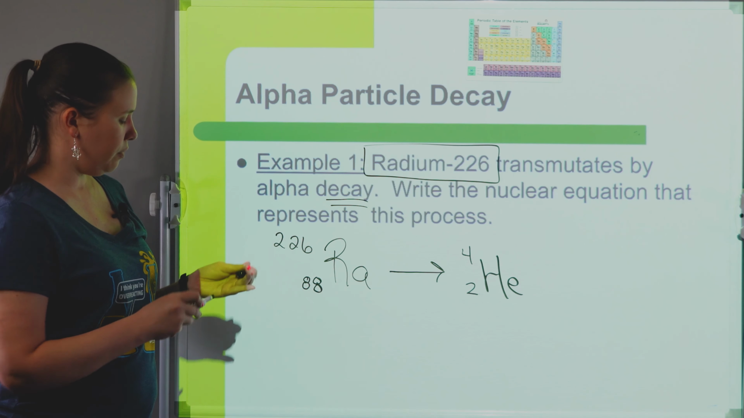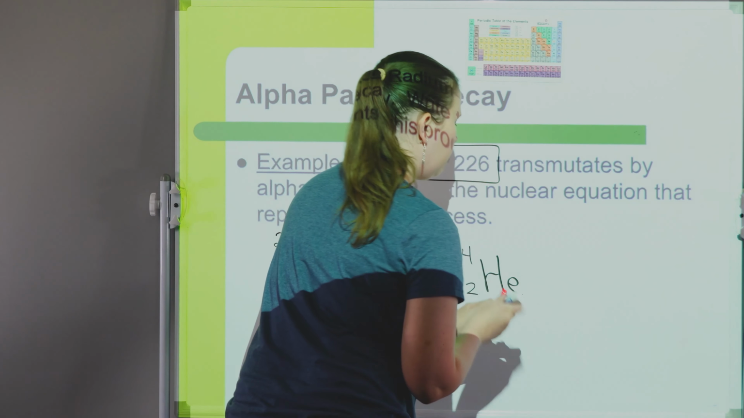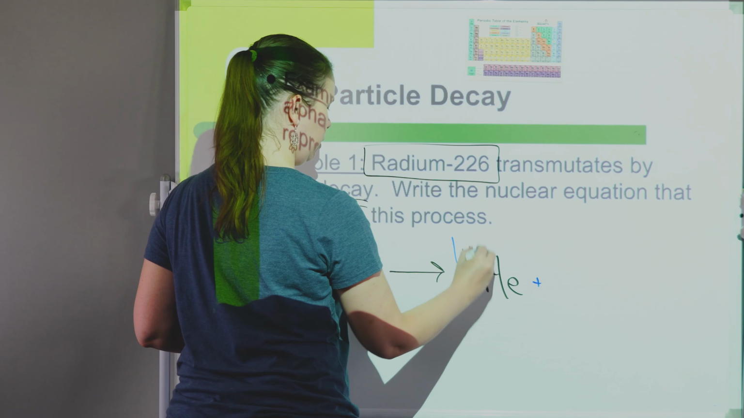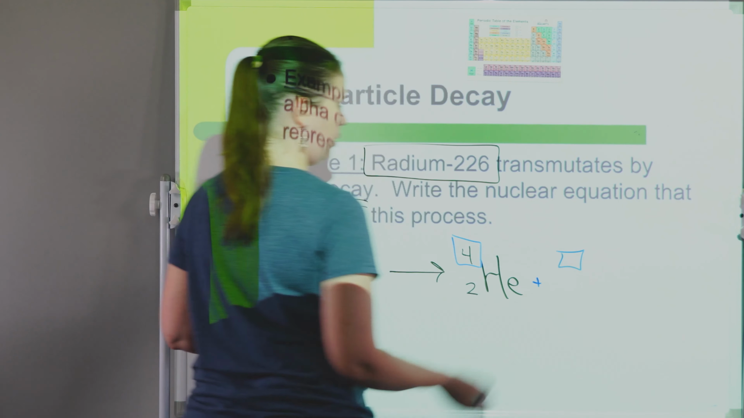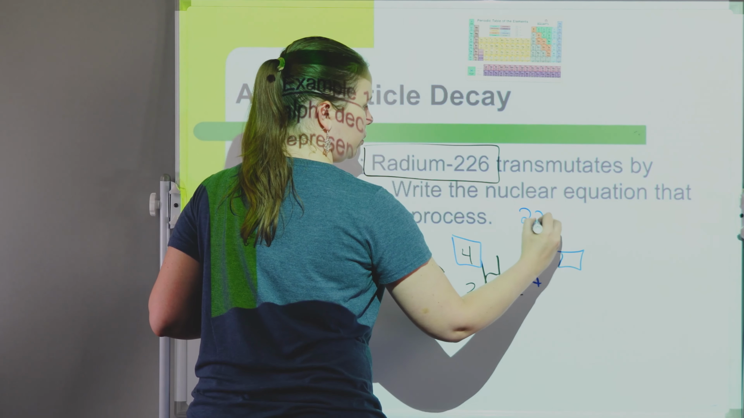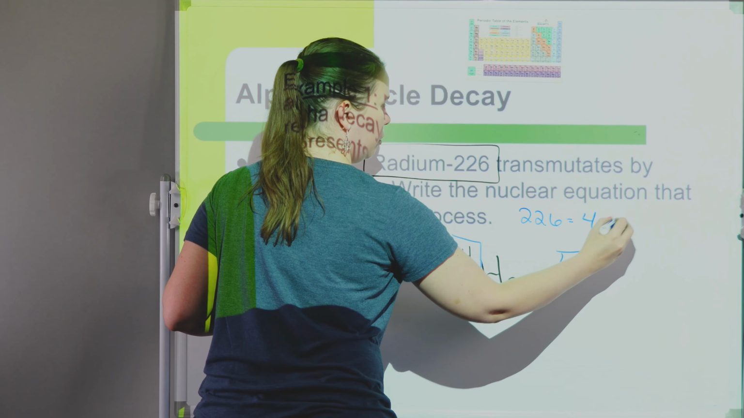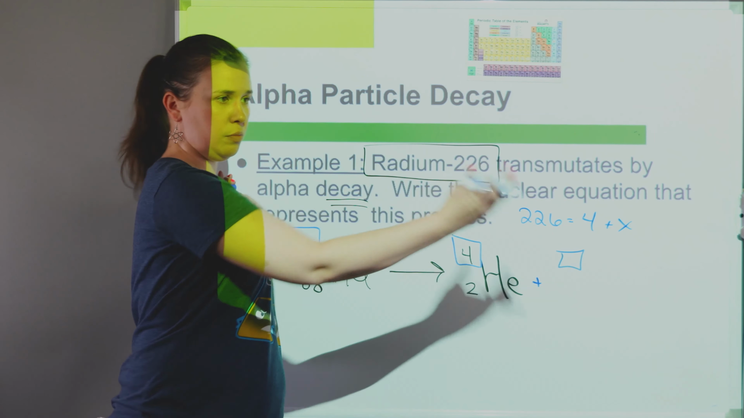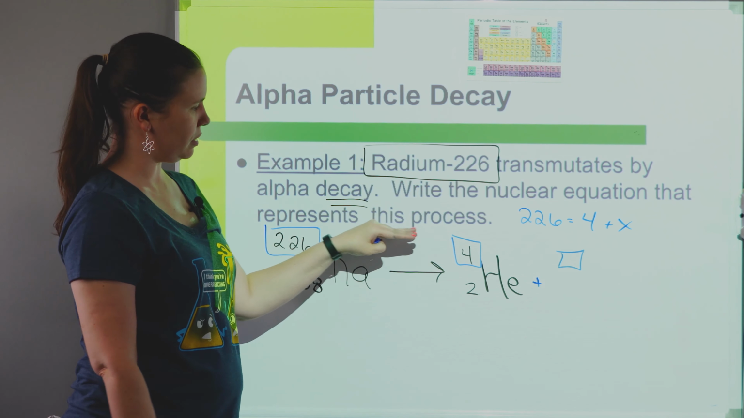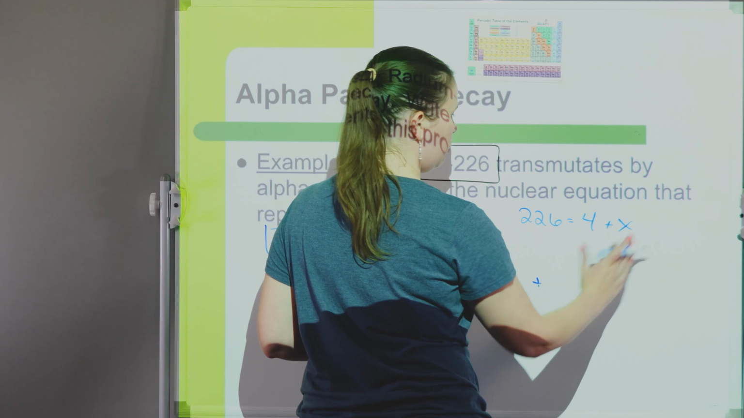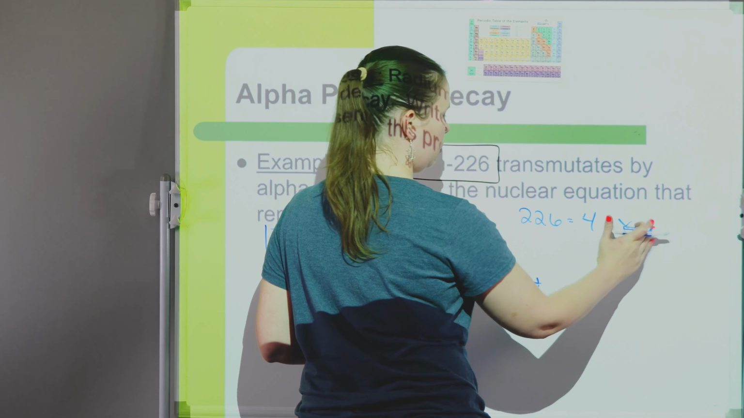Now to solve this, I need to figure out what the top and bottom numbers are for my product. So I have 226, a 4, and I need to figure out the number of my next product. What I know is 226 should equal 4 plus something. The top numbers combined should be equal on either side. So I'm going to set 226 equal to the 4 and the other thing. What is x? We would have 222.